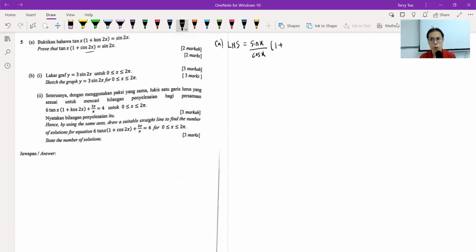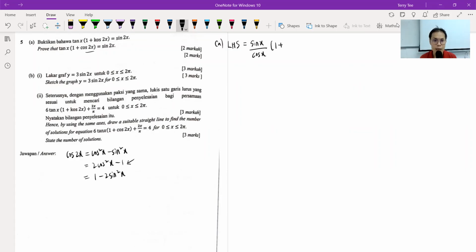Now, cos 2x, we have 3 formulas. Let me write down for you. The first formula for cos 2x is cos squared x minus sine squared x. The second formula is 2 cos squared x minus 1. The third formula is 1 minus 2 sine squared x. You can actually refer to the list of formulas. This is given in the exam. So my cos 2x, in this case, I would use the second one.